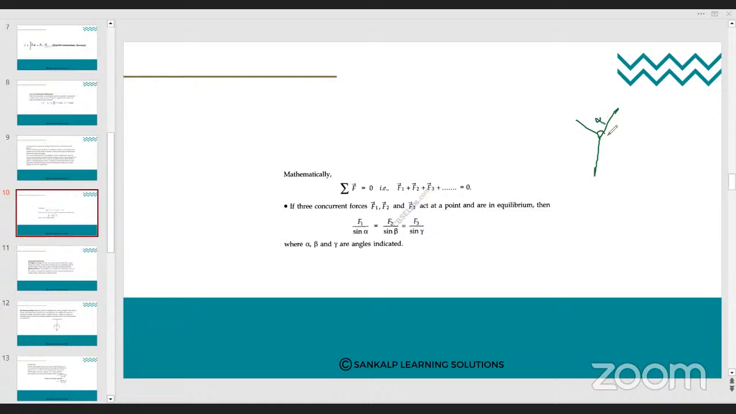So here the angle is alpha, here the angle is beta, here the angle is gamma. Here they denote the forces as F1, F2, F3. So next class I'll show you the figure. Here the 3 concurrent forces F1, F2, F3 are acting at a point. They are in equilibrium. Then F1 by sin alpha is equal to F2 by sin beta is equal to F3 by sin gamma, where alpha, beta, gamma are the angles indicated.